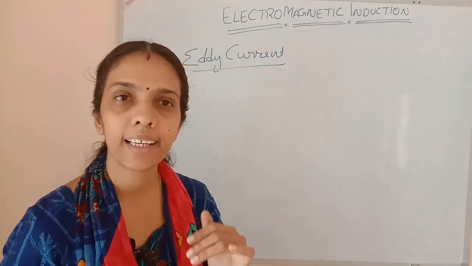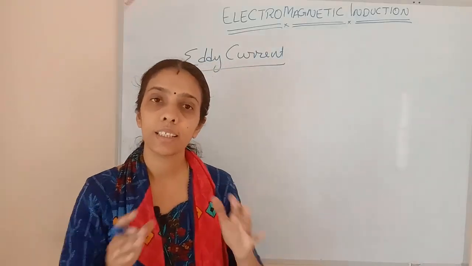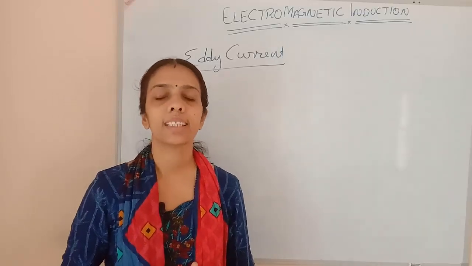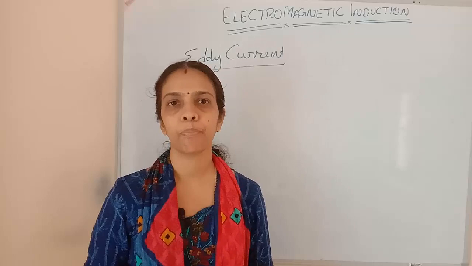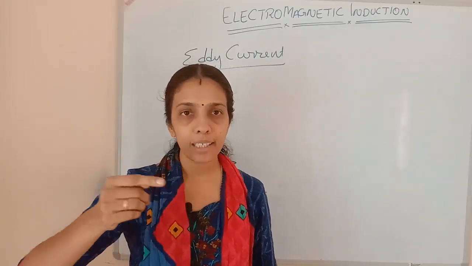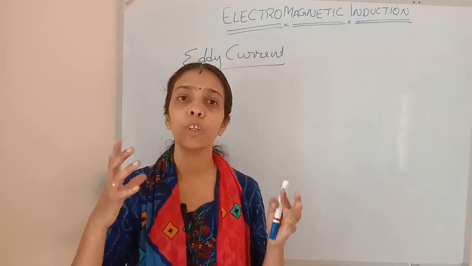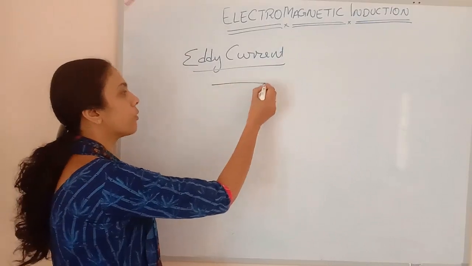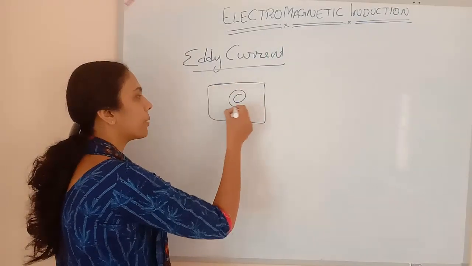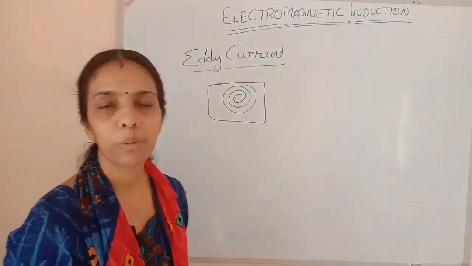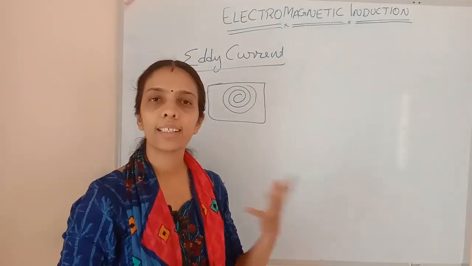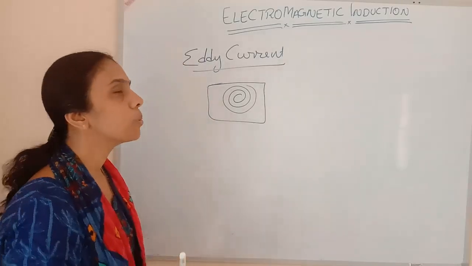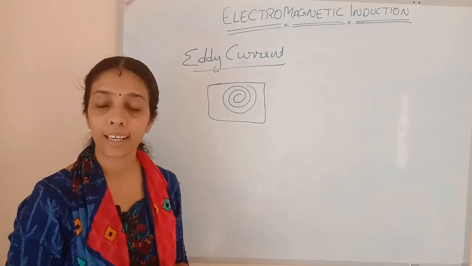So what is this eddy current? When the magnetic flux linked with a bulk piece of conductor changes, a current is induced. That current is called eddy current. What does eddy mean? Eddy means loops of current, like a whirlpool. The current forms in continuous loops, as eddies or whirlpools, and that is called eddy current.